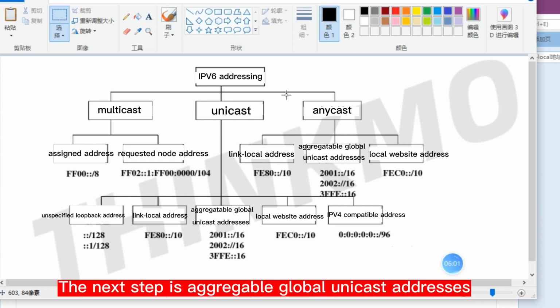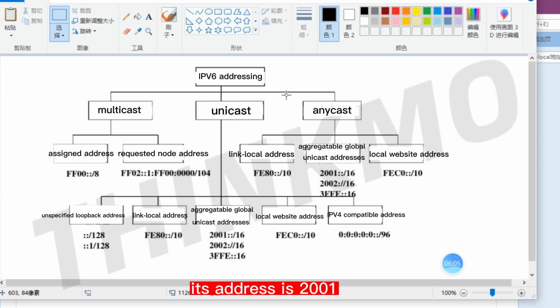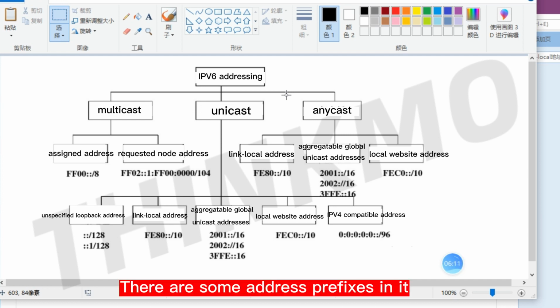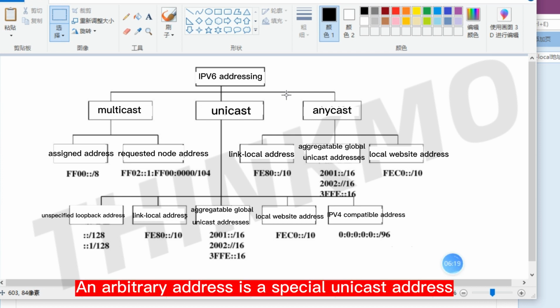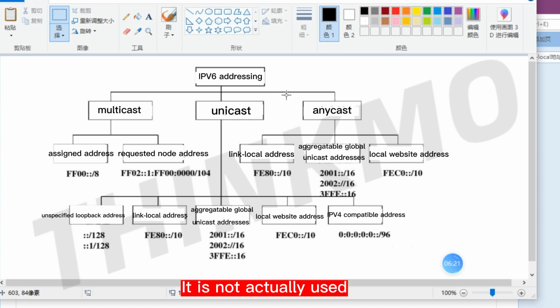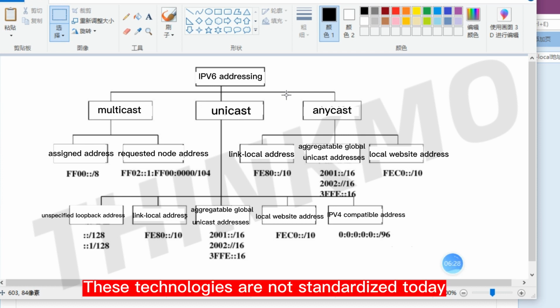The next one is the aggregatable global unicast address. Its addresses begin with 2001, 2002, 3FFE and so on. So let's look at the next picture, where there are some address prefixes. And then there's the anycast address. An anycast address is a special unicast address. It is not really used much, mainly in mobile IPv6, and these technologies are not standardized today.